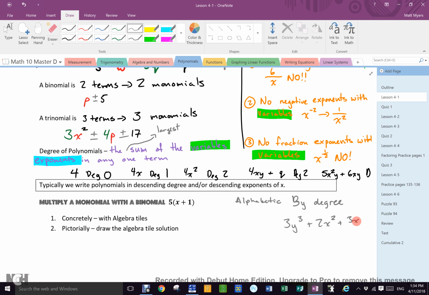Oh my gosh, really? You only need the last 3 letters here. Skip to the end: X, Y, Z. What comes first? X. So we have to put the x's first. Which has the highest degree? X squared. So to write this properly in a perfect world, it would be 2x squared plus 3x plus 3y cubed. Everybody got it? Do I care? No. You've seen it. I've done my job. Everybody okay? All right.